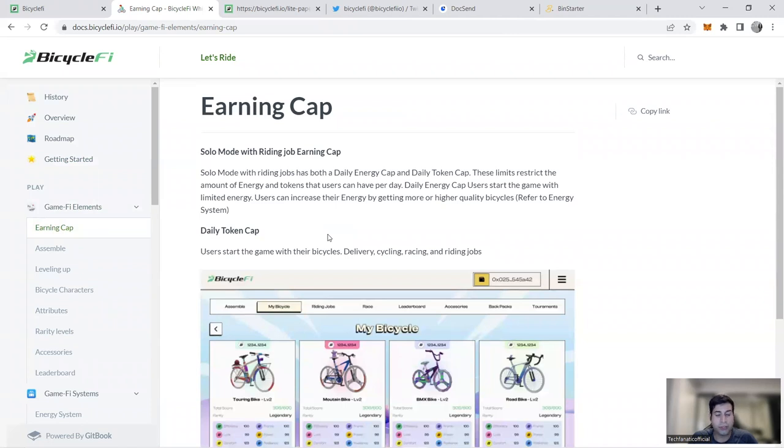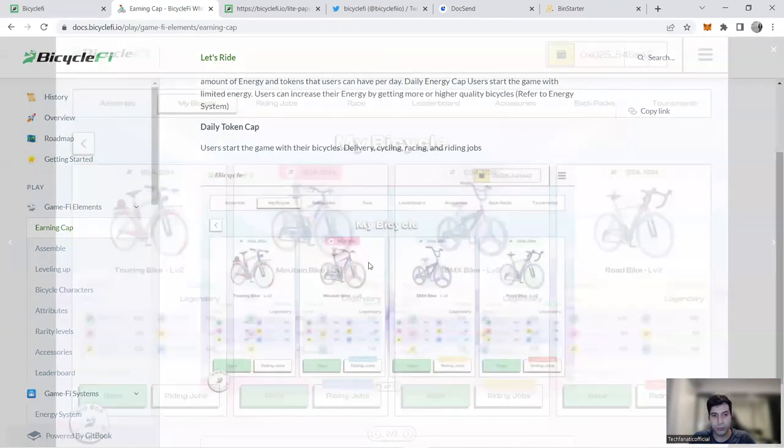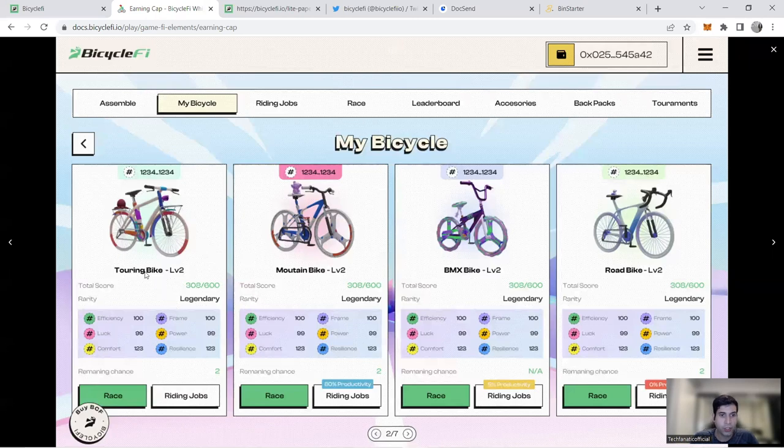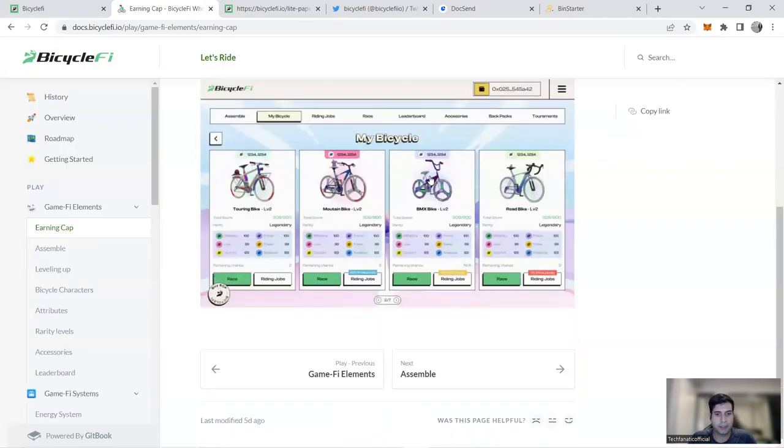And the better quality you have in terms of the NFT items, the more you can use this for the cycling component. So as a user, you can start the game with your bicycle, and you can do different activities like delivery, racing, cycling, or riding, but you have a limit on how much you can use. As you can see here, for example, they have the touring bike, and that's the score, that's 308, and the rarity. And they have different scores for resilience, comfort, efficiency. Based on all these different scores and productivity, you get a different amount of score. So it's not a fixed component based on what you have.